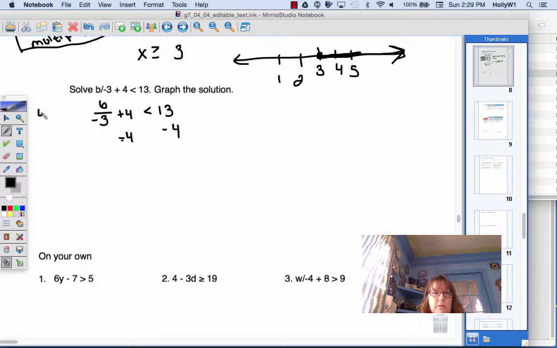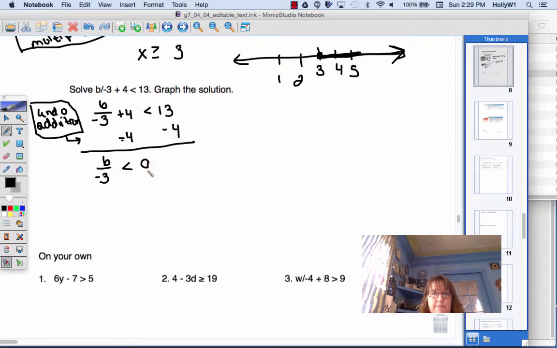And we're going to undo addition. So we undo the addition here. And we end up with b divided by negative 3 is less than 13 subtract 4, which gives us 9. So we have b divided by negative 3 is less than 9.